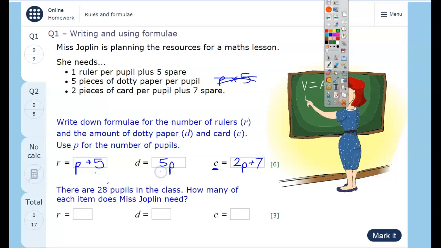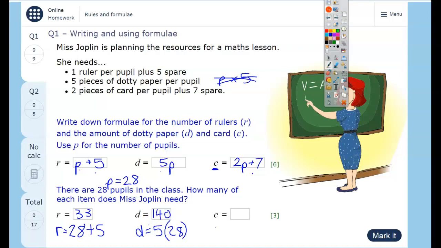We can now use these formulae to work out the number of rulers, dotty papers, and card. So all we're going to do is, we're saying that there's 28 pupils, so P is going to be 28. So into this first formula, the number of rulers is going to be P, 28, plus 5. Well, the number of rulers equals 28 plus 5, I think that's 33. Number of dotty papers is going to be 5 times the number of pupils, so 5 times 28, which I think is 140.